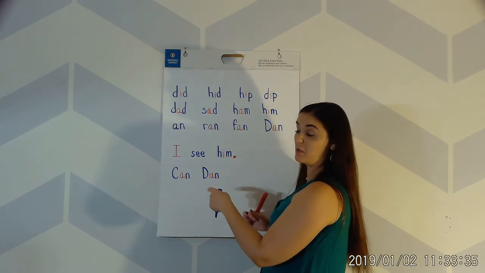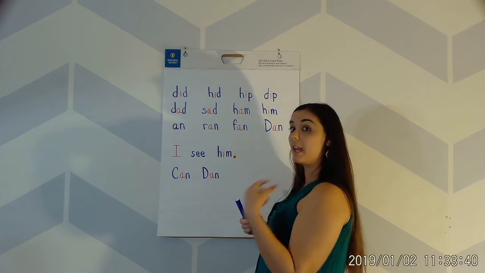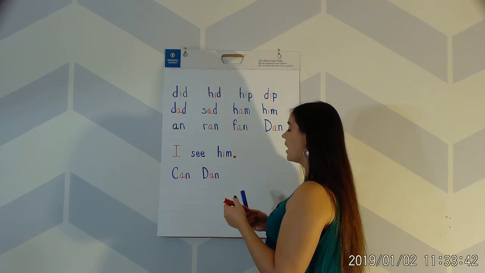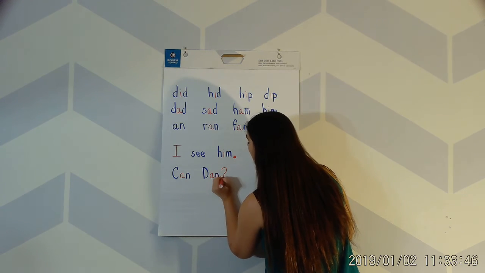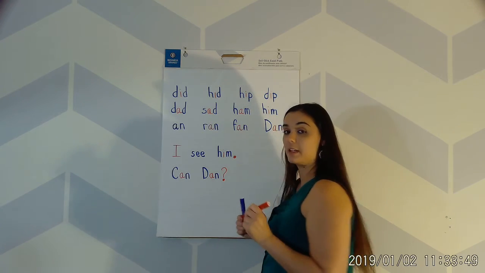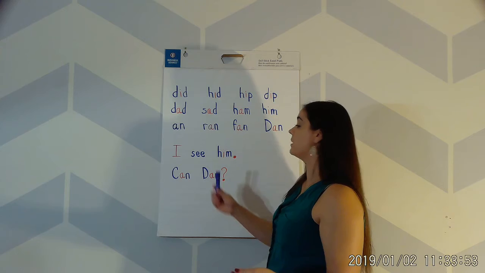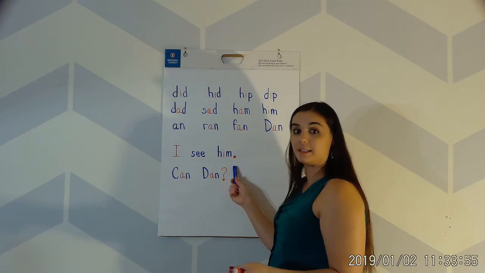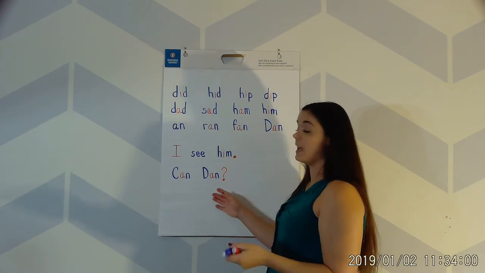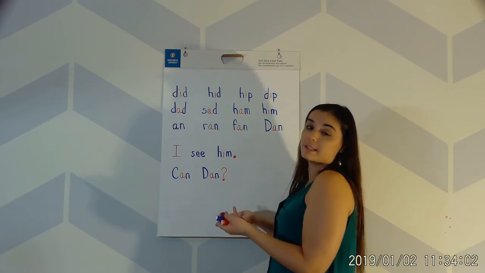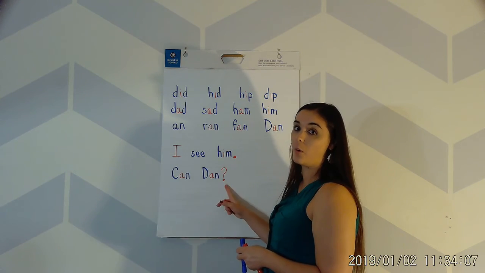So here's our sentence. It's only a couple of words. Can Dan? So think about the way that I said that. Can Dan? So that would be a question. So we need to have a question mark at the end of our sentence, because this would have an answer. So if you're hanging out with someone and you say, oh, I can see him, and someone says, oh, well, can Dan see him? And then that would be, yes, Dan can see him, or no, Dan can't see him. So since it has an answer, it's going to have a question mark.